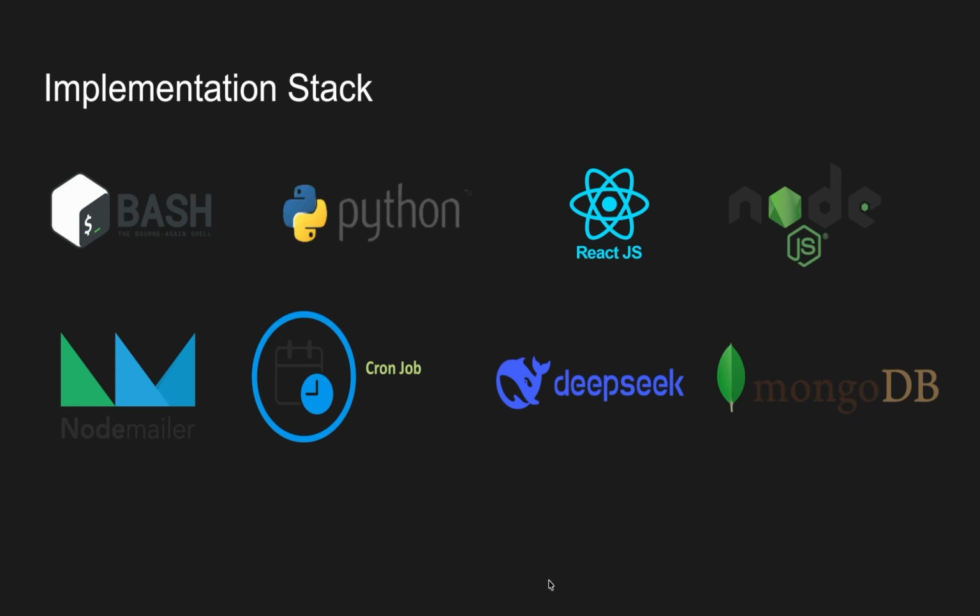The implementation stack that I used for this project is the following. I use Bash for our testing engine and also Python to analyze our data and connect to our DeepSeek API, which is used to generate AI explanations after each test is done. React.js, Node.js, Nodemailer, and cron jobs are all used for our website: the front end, the back end to send alerts, and to schedule different tests. And MongoDB is our go-to choice for our database.